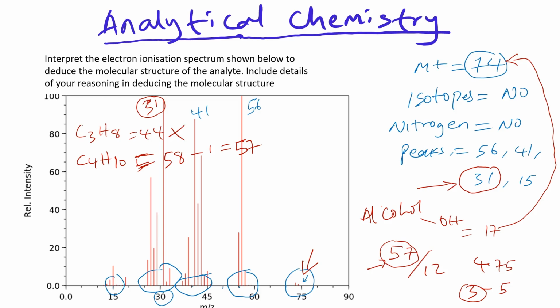So then let's draw the molecular structure of butanol. We have CH3, CH2, CH2, CH2, then we have OH. Okay, I hope that makes sense.